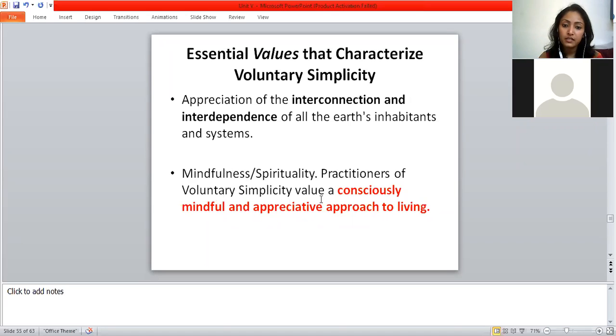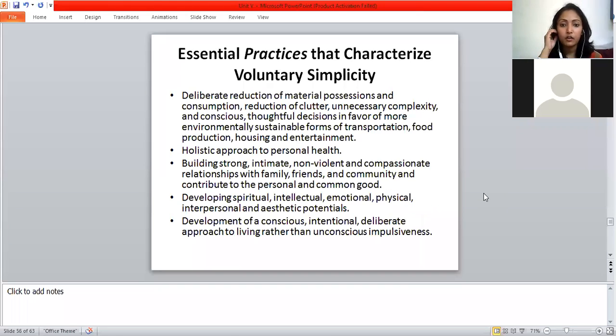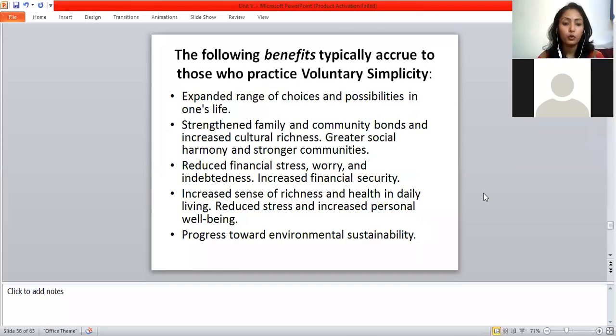Practitioners of voluntary simplicity value a consciously mindful and appreciative approach to living. So those who are expert practitioners, they just focus on one area. If you're working on one project, you're focused on that. And meanwhile, if your WhatsApp pings you, you're not looking at the WhatsApp, because it will take around 5 or 10 minutes of yours, and you're just not mindfully working on your thing. So that's again complicating things for you only.